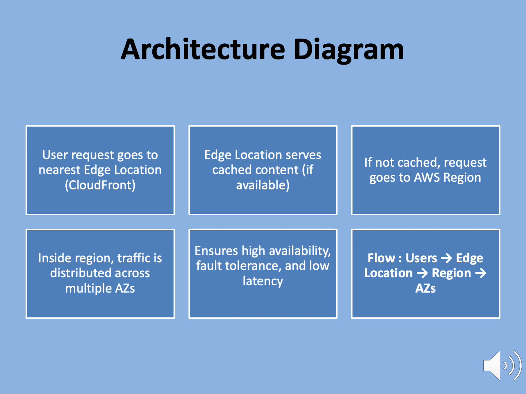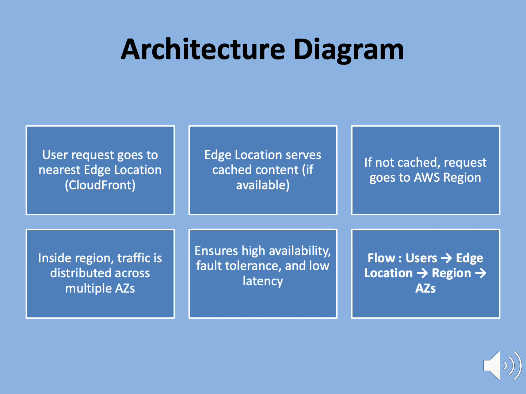Let's understand how AWS global infrastructure works in a real architecture flow. When a user sends a request, it first goes to the nearest edge location using CloudFront. If the content is already cached there, it is served immediately, which makes the response very fast. If the content is not available in the cache, the request is forwarded to the AWS region where the application is hosted, or we can say the main servers.